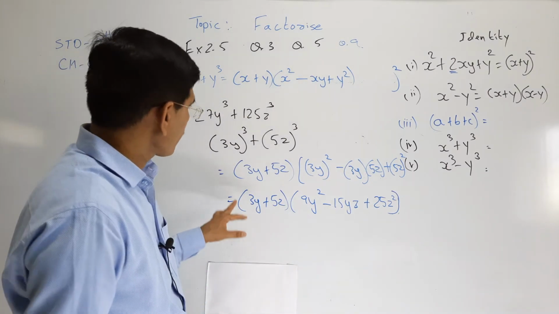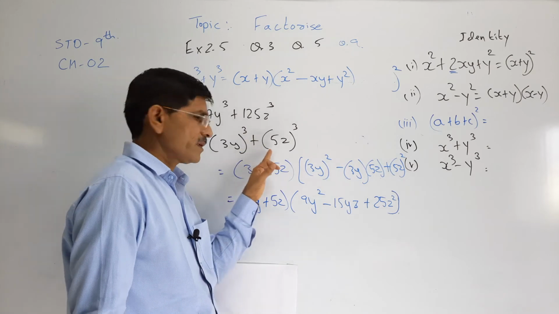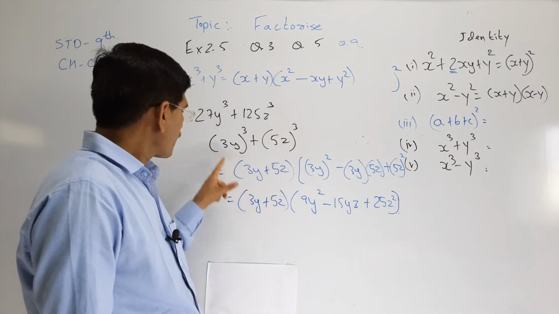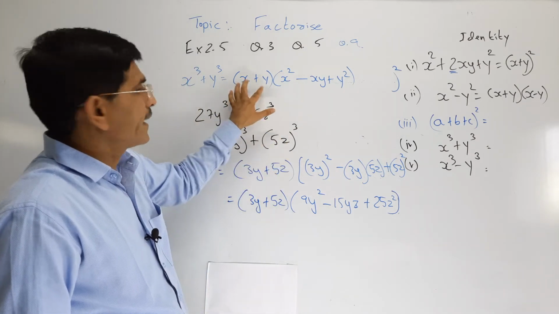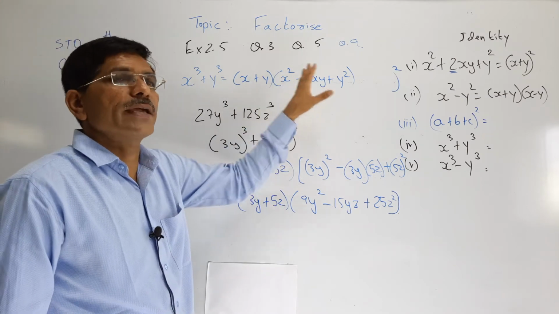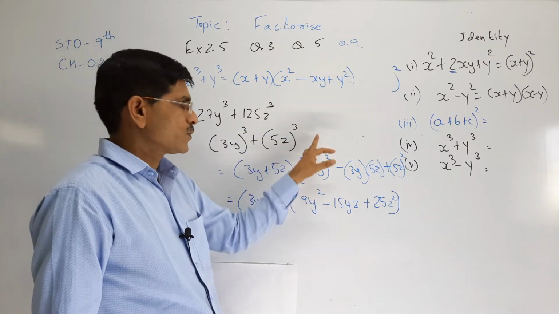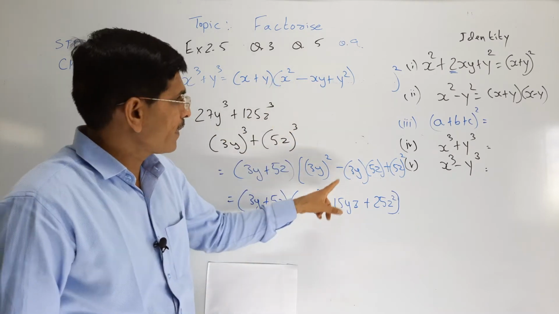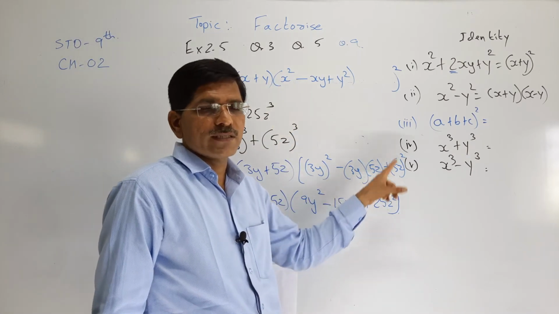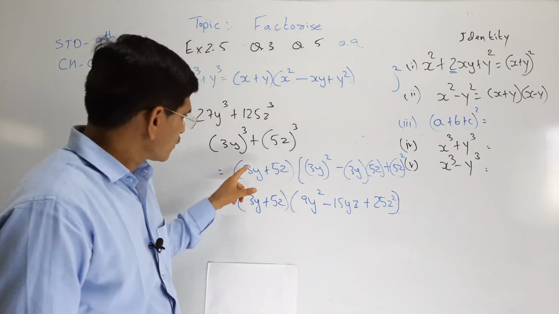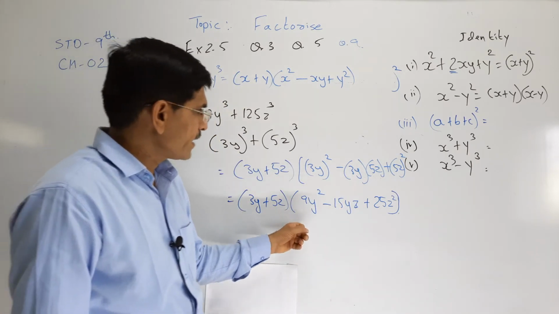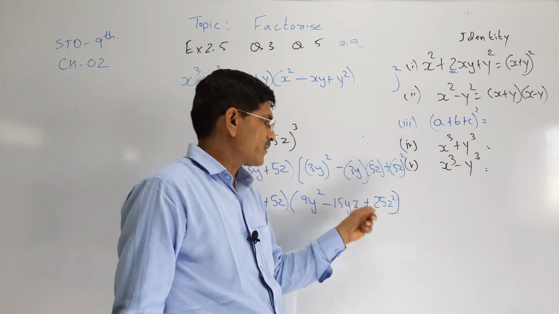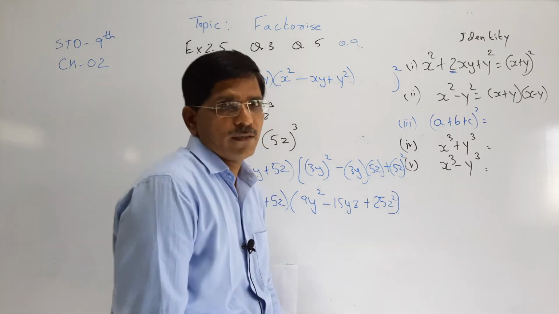Again, 3y whole cube plus 5z whole cube: 3y plus 5z first bracket as it is, second bracket I have to take the square, that is 3y whole square, minus sign, when plus is there I have to put minus, minus 3y into 5z, plus 5z whole square. So 3y plus 5z as it is, 9y square minus 15yz plus 25z square.